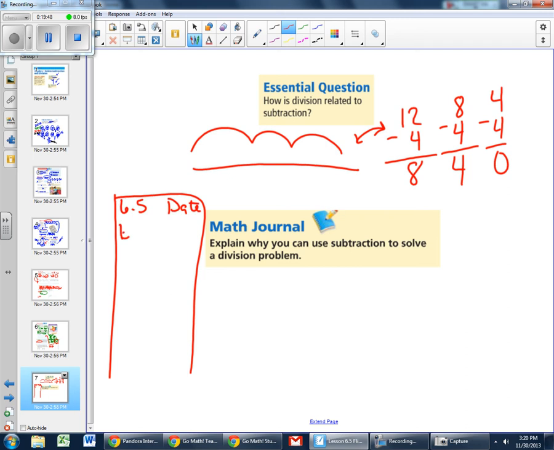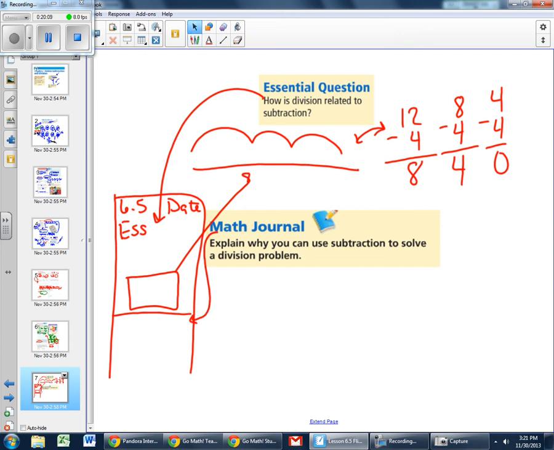Then you're going to write the essential question, copy it in here, and then give me your explanation. Division is related to subtraction by, and then give me an example of like drawing a number line or the repeated subtraction. Then draw your line, and here's your math journal. Copy your prompt into there.